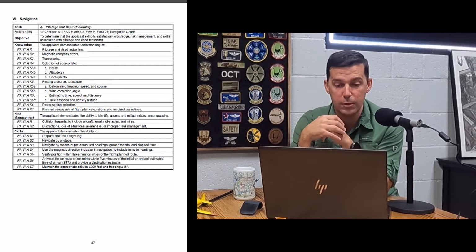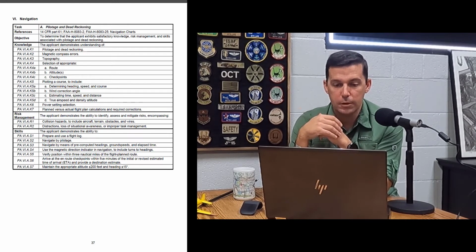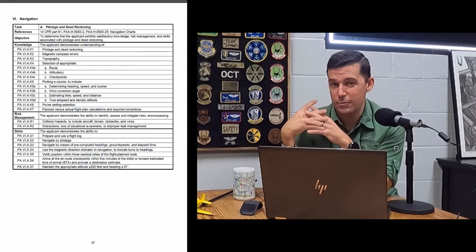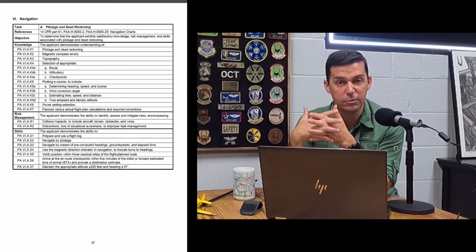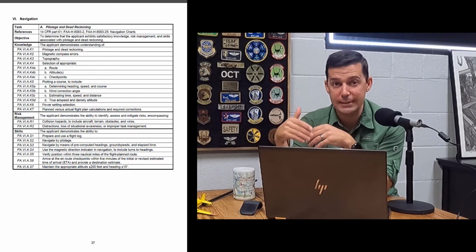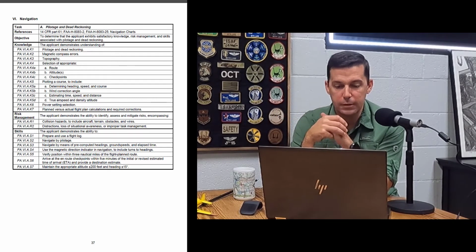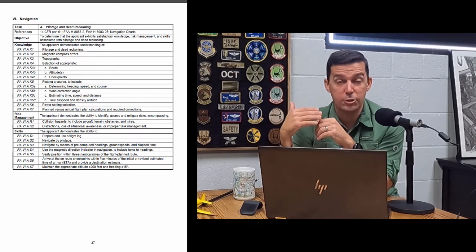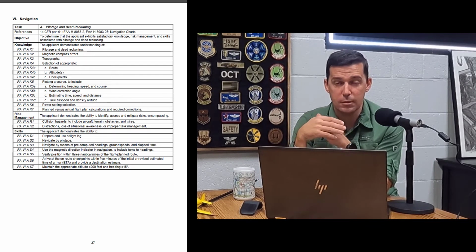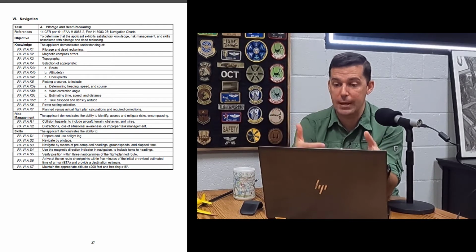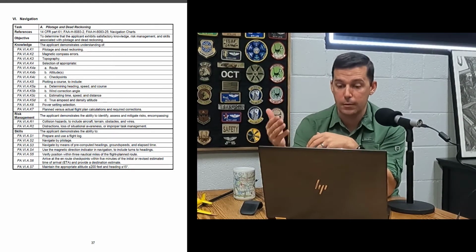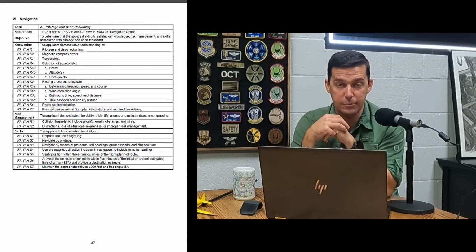tasks or areas of operation in Pilotage and Dead Reckoning here in your navigation section. So some of the knowledge items, a lot of this we're going to cover on the ground when we cover your nav log, but we're going to talk about magnetic compass errors, selection of a route, selection of points that you can actually see from the air and identify, and then collision hazards or distractions. That's a big one, distractions. One of the things that I'm evaluating on the navigation portion is your ability to read a map and navigate while still maintaining plus or minus 200 feet and 15 degrees of your heading.